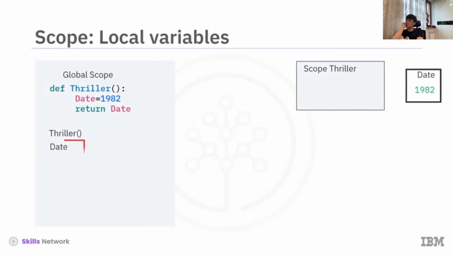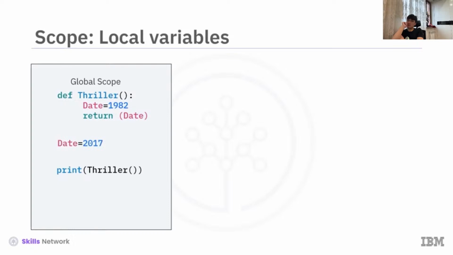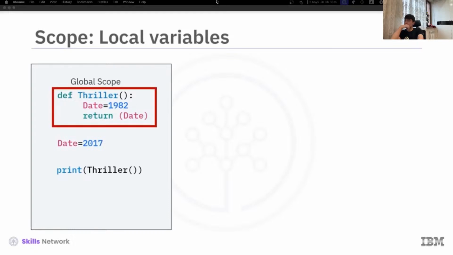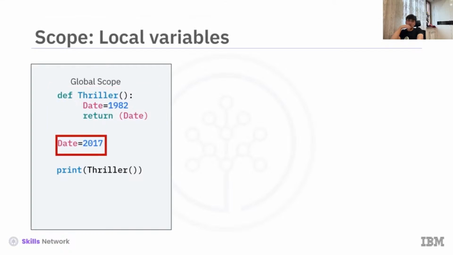Within that scope of the function, the value of the date is set to 1982. The value of date does not exist within the global scope. Variables inside the global scope can have the same name as variables in the local scope, with no conflict. Consider the function thriller. The local variable date is set to 1982. The global variable date is set to 2017.